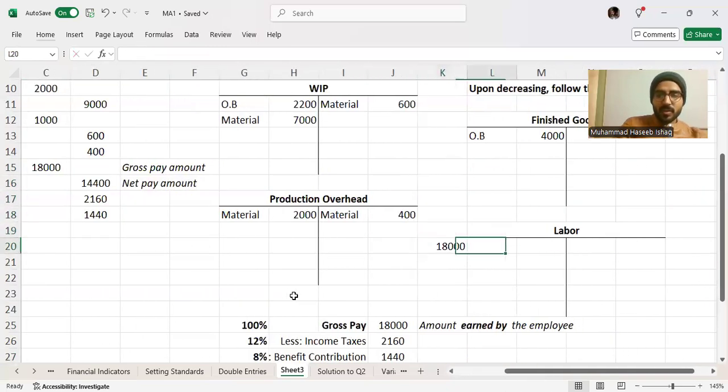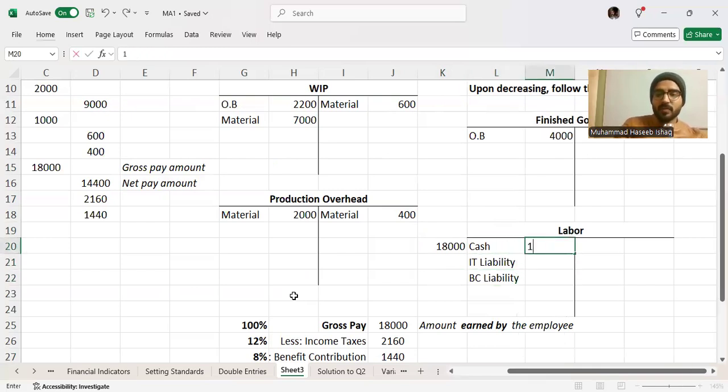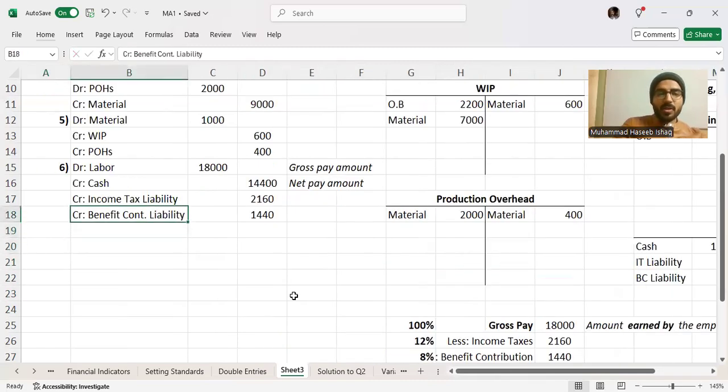So the cash account is being credited, and then the income tax liability account, and then the benefit contribution liability account. Right? So these 3 accounts are being credited. So 14,400, and then 2160, and then 1440, right? So we can just sum it up. So yeah, we debit the labor account with the 18,000. The cash account, income tax liability account, and benefit contribution liability account are not cost accounts. That is why we are not making T accounts for these.